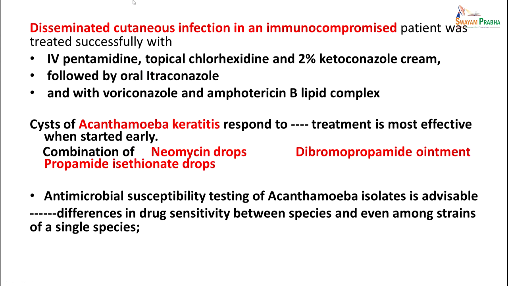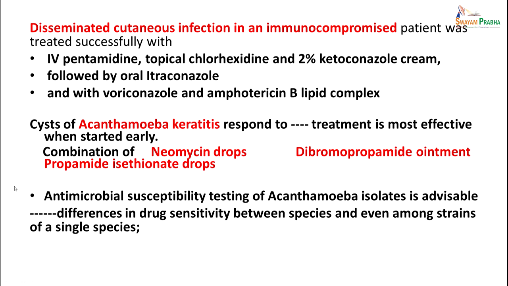Disseminated cutaneous infection in an immunocompromised patient was treated successfully with IV pentamidine, chlorhexidine and 2% ketoconazole cream followed by oral itraconazole or voriconazole and amphotericin B lipid complex. Cysts of amoebic keratitis usually respond, if treated early, to a combination of neomycin drops, dibromopropamidine ointment, and propamidine isethionate drops.